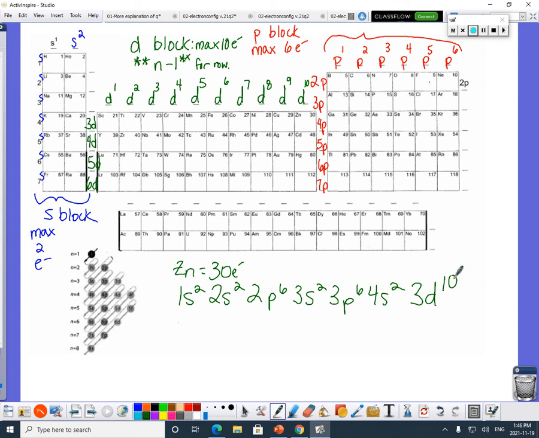So how do we rectify the problem with Bohr's diagram? Just follow along. 1s2, 2s2, 2p6, 3s2, 3p6, 4s2, n minus 1, 3d10. And then if we had to go past, we would go 4p6, 5s2, 4d10 until you get to your element. Okay? Yes.